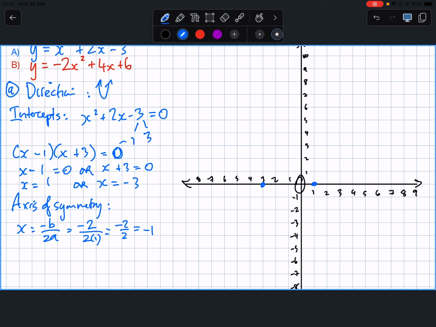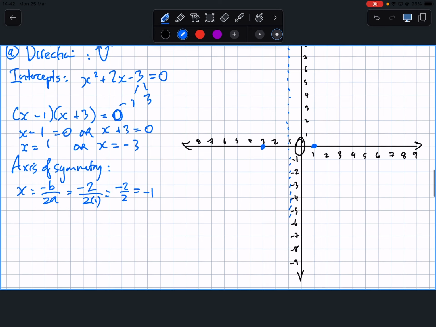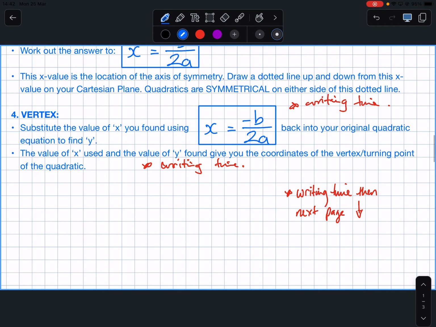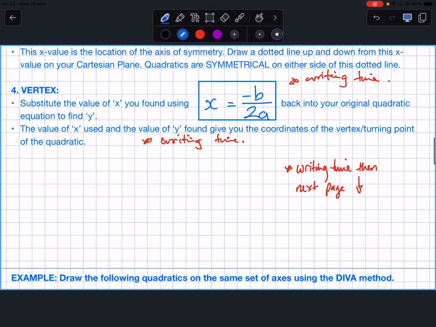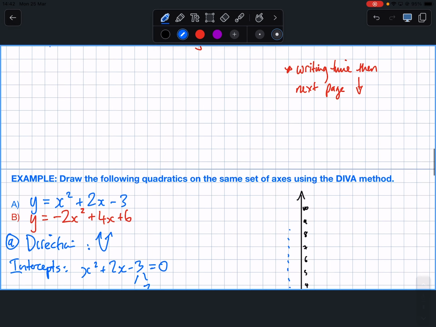So I'm going to put a dotted line up and down like that. Does that fit with the fact that these points are 2 away from each other? Like 2 away from there, 2 away from there? More? Mist is being revealed. So what is the last step? Vertex. Substitute the x that I just found back into the original equation.